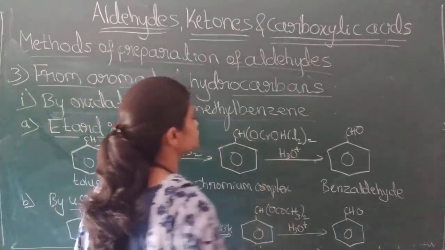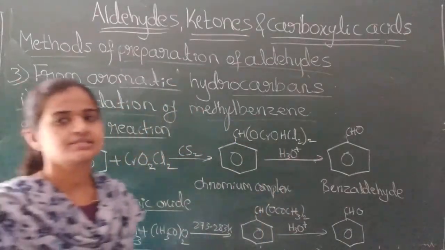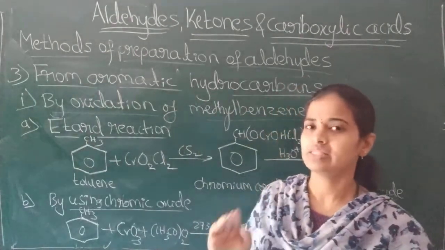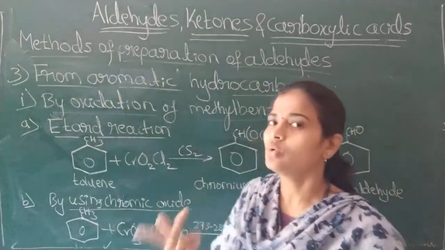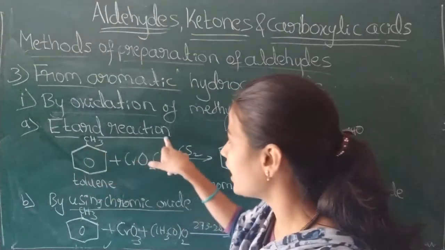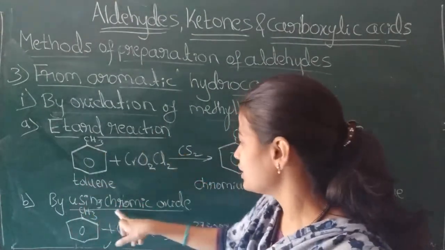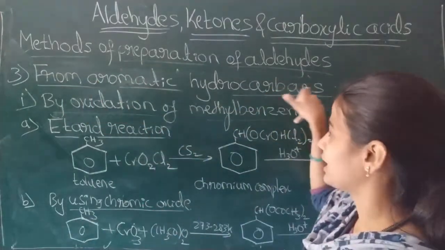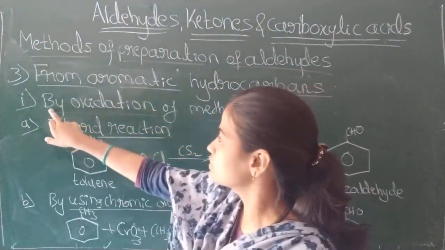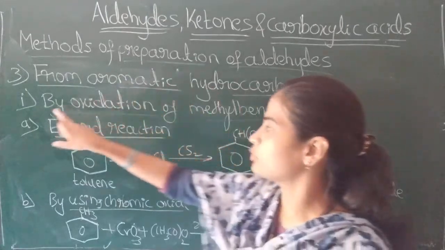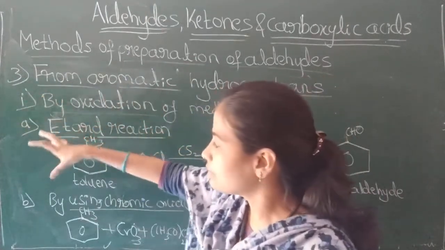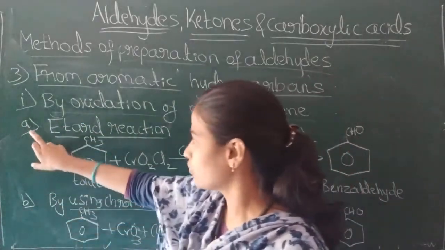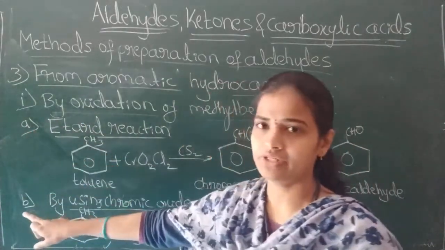In two reactions, methyl benzene is taken as the reactant and we can make it undergo oxidation. Oxidation of methyl benzene can be done in two ways. One is by the Etard reaction and the second one by using chromic oxide. See, the third main method is from aromatic hydrocarbons. In that we are using methyl benzene, so I have put it as Roman number 1. By using methyl benzene, two methods are there for the oxidation, therefore A, B I have written.